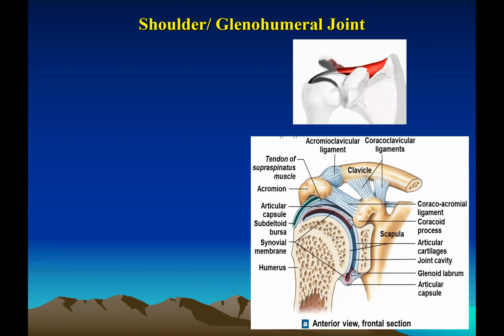The main ligaments that you can see here are the glenohumeral ligament, coracoacromial ligament, coracoclavicular ligament, and acromioclavicular ligament. So this is one of the joints with a range of motion. You can flex, you can extend, abduction, adduction, external or lateral rotation, medial rotation, and circumduction.